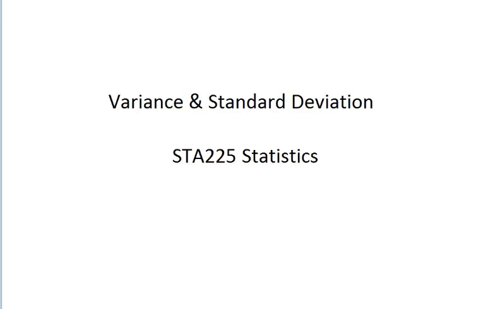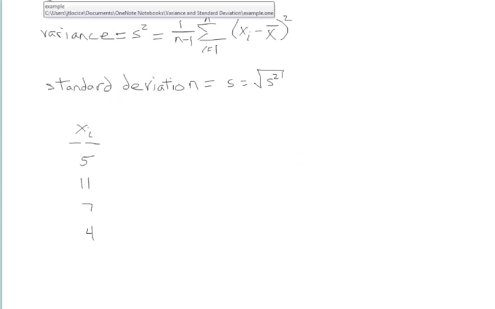Here in this video we're going to take a look at how to calculate variance and standard deviation by hand. And I have the two formulas written. So variance, or s squared, is equal to 1 over n minus 1 times the summation from i equals 1 to n of (xi minus x bar) squared.